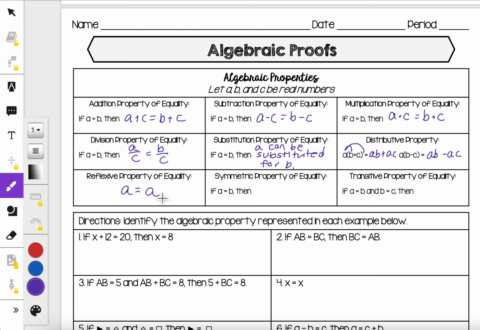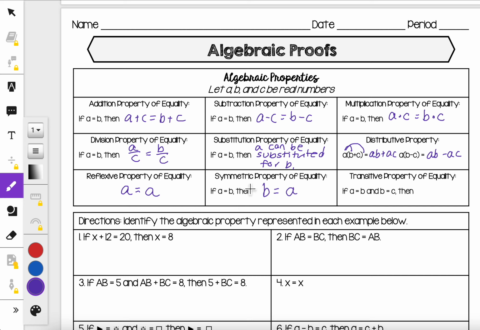The symmetric property, all right, you want to think of like a line of symmetry, right? Where you can just switch and flip that order. So if A equals B, then B equals A. Okay, so almost the same thing, but we're just saying that we can flip x equals 3, then 3 equals x.